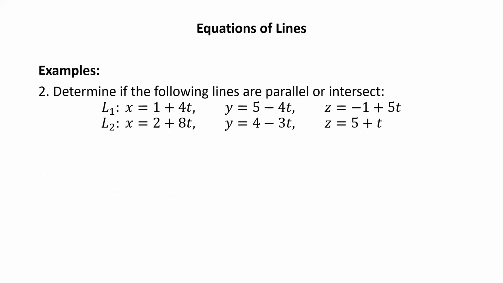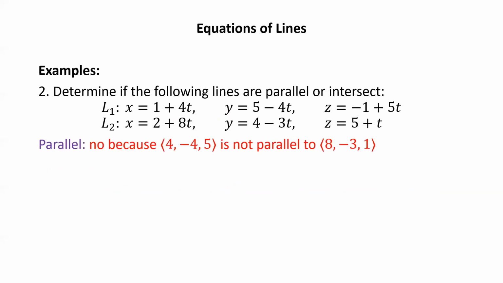To see if two lines are parallel, we just need to check if the corresponding vectors that define them are parallel. So these two lines are not parallel because the vector 4, -4, 5 is not parallel to the vector 8, -3, 1. Right? To get from 4 to 8, you multiply by 2, but to get from -4 to -3, you do not multiply by 2. So these vectors are not scalar multiples of each other. Another way to check this is to divide 8 by 4 to get 2, and then -3 by -4, and you don't get 2. So once again, they are not parallel.